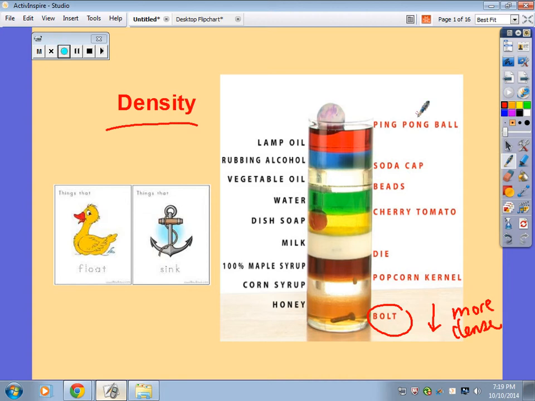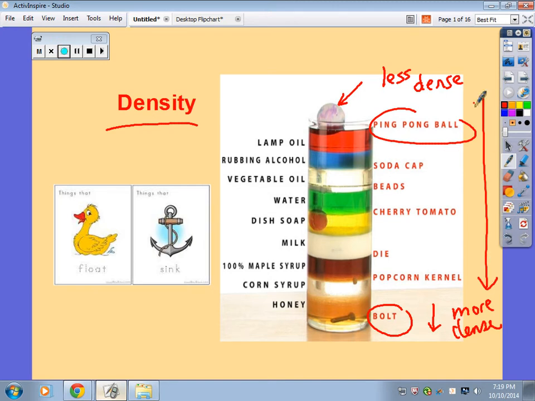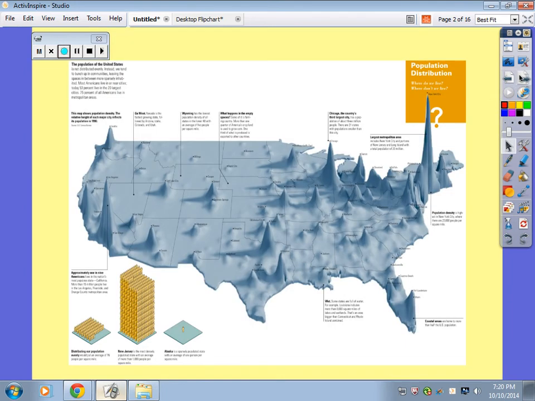And what do you know about the ping pong ball? Well, the ping pong ball is full of air, so it's the least dense. So this is kind of like a scale of density from less dense to more dense all the way down, right? And we're going to make one of these when the fifth graders come. Isn't it cool? So you take a graduated cylinder or a tube and you can put all this stuff in here. So you can see how things are related to each other on a density scale.